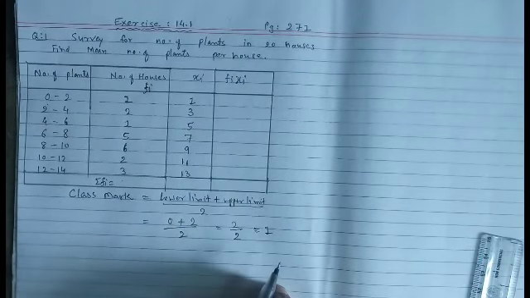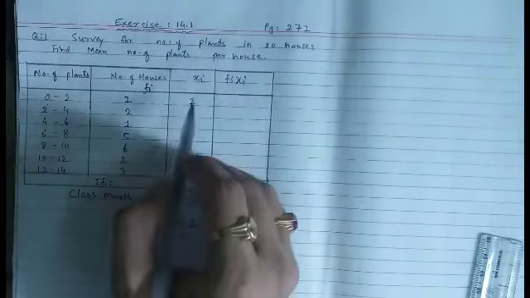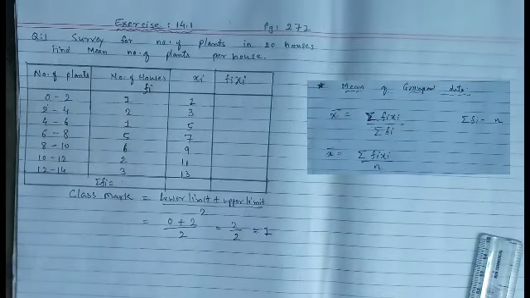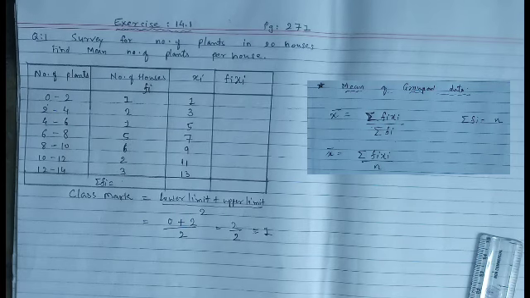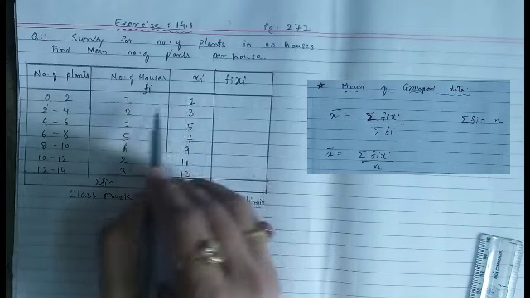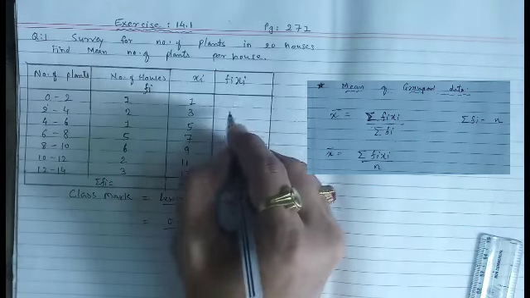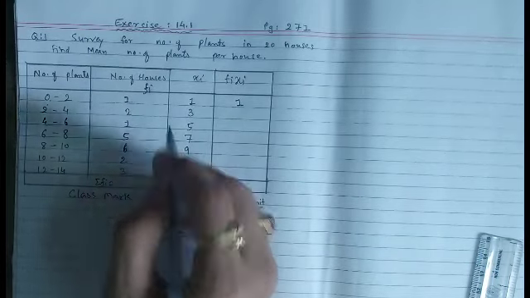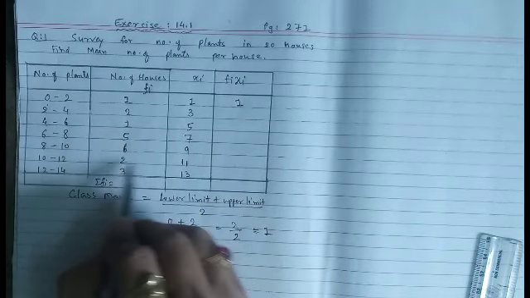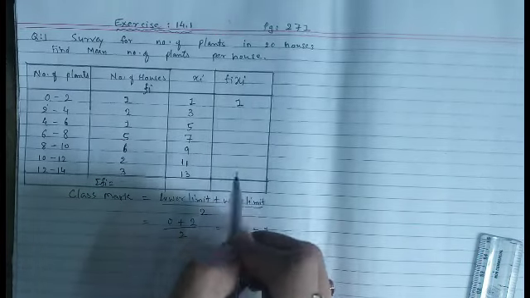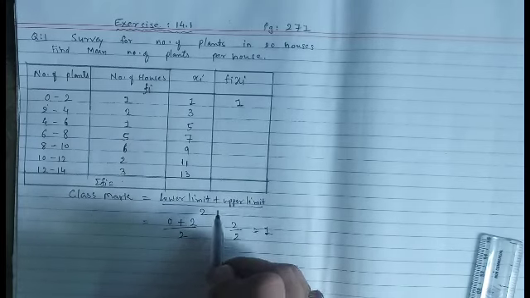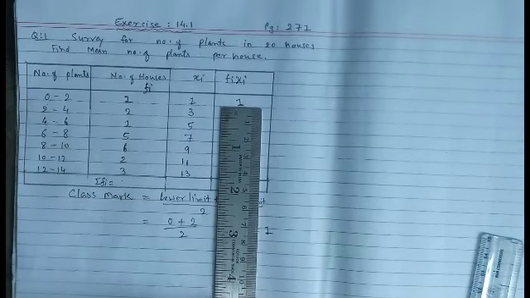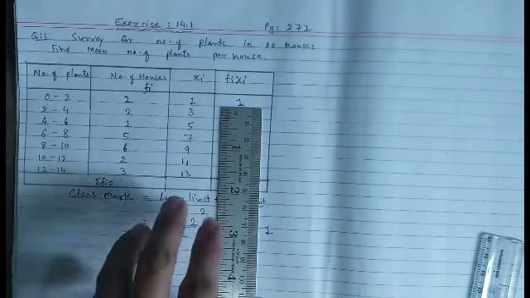Now the next thing we have to do is the product of fi and xi. As this is the direct method, we know the formula x bar equals sigma fi xi divided by sigma fi. The product of fi and xi for the first term is 1 multiplied by 1, which is 1. Now you have to do the multiplication of all these terms yourself. Pause the video and do it yourself and then check it out.